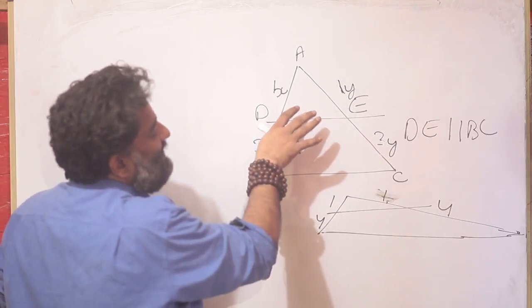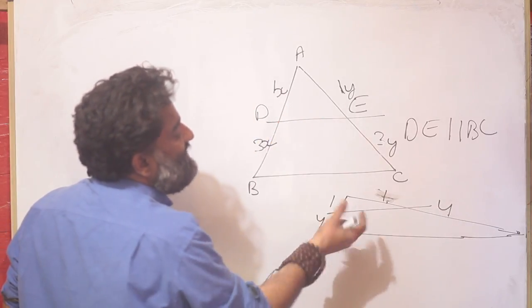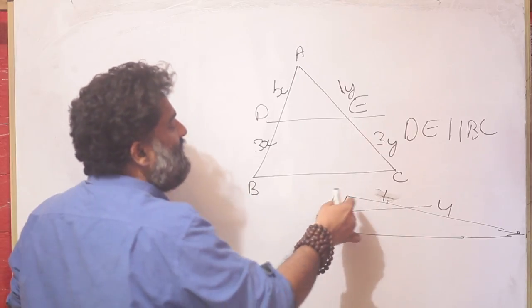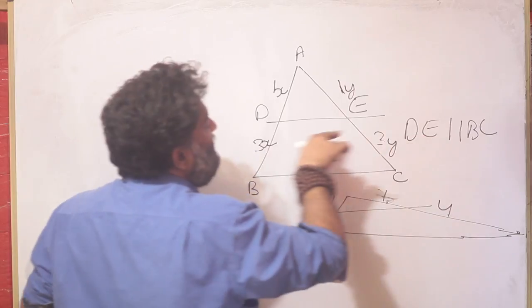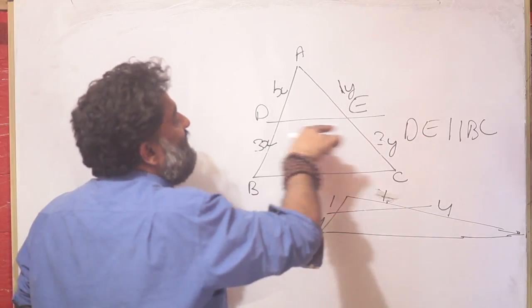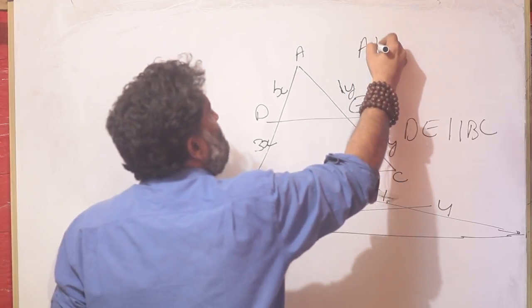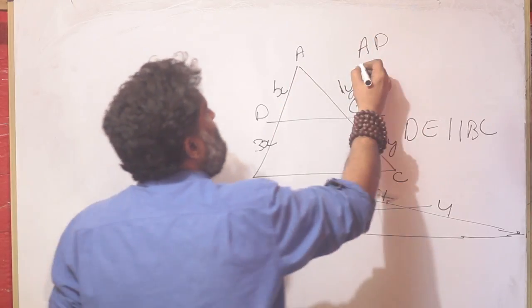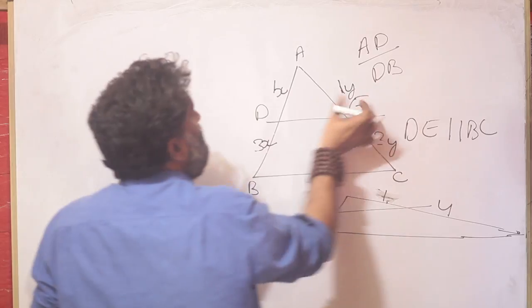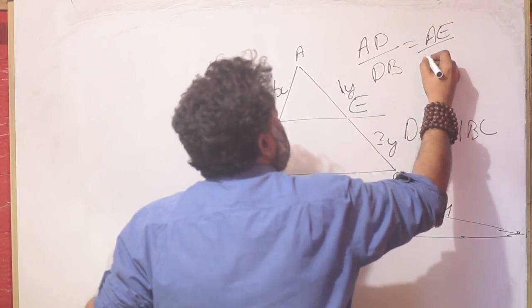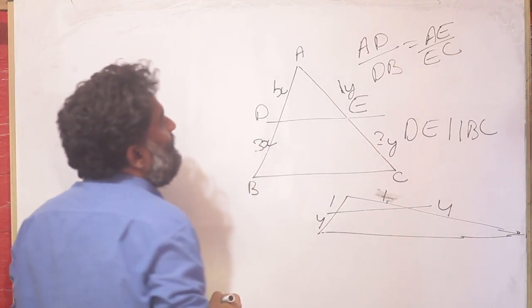So in this case, there might be a chance of confusion, but in this case, I can see this side is obviously way bigger than this side, right? That means if there is a line parallel to one side, it will divide the other two sides in the same ratio. To be even more specific, AD upon DB is going to be equal to AE upon EC.